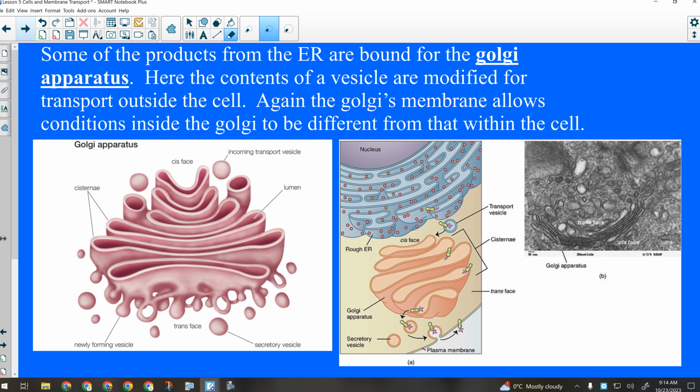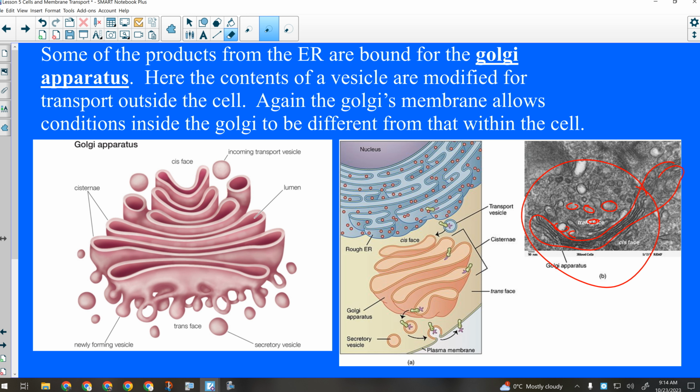Okay, coming off of the trans face are bubbles. You can really see it here in the electron microscope picture. And like there's a bubble, there's a bubble, there's a bubble, there's a bubble. There's all kinds of bubbles coming off. This right here is the Golgi apparatus.